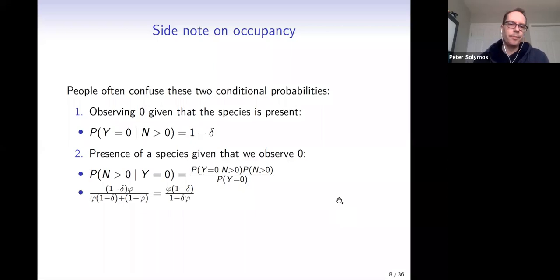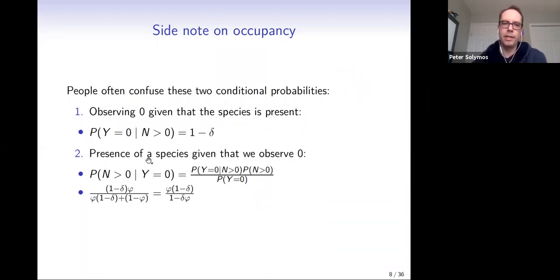As a side note, we estimate this delta, and we can also then get this probability of observing a 0 when the true abundance is really not 0. And this is really trivial to calculate. But what people often ask is, what is the probability that the true abundance is not 0, given that we observed a 0? And this is a different quantity.